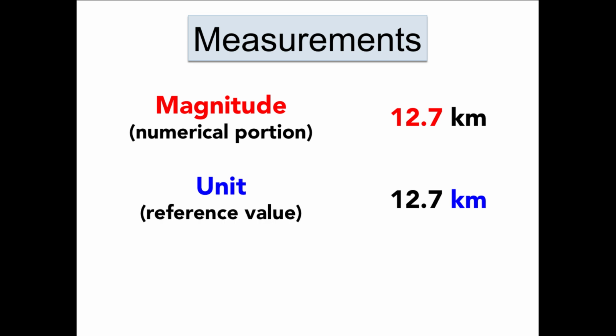Second, the measurement must contain a unit. To report this distance, a number is not enough, because if we say 12.7, then 12.7 what? Feet? Miles? Millimeters? The unit gives us some kind of reference for context, which is what gives the measurement meaning.